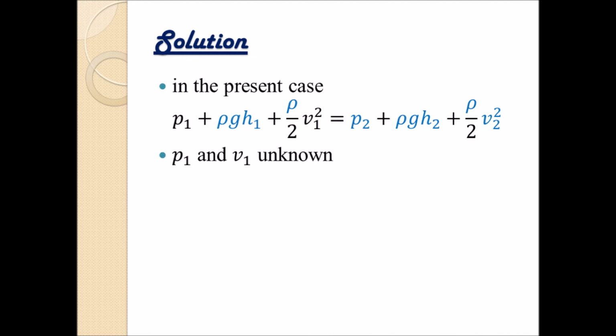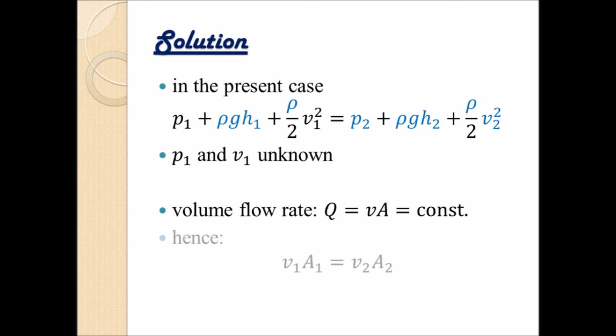There is another thing that's constant, which is the volume flow rate. The volume flow rate is usually written as Q, and Q being constant is the product of flow velocity V and the cross-sectional area A. Which means that if you have a tube that's changing diameter, changing size, the smaller the cross-sectional area, the larger the flow velocity. For the present case, it means that V1 multiplied with A1 equals V2 multiplied with A2.